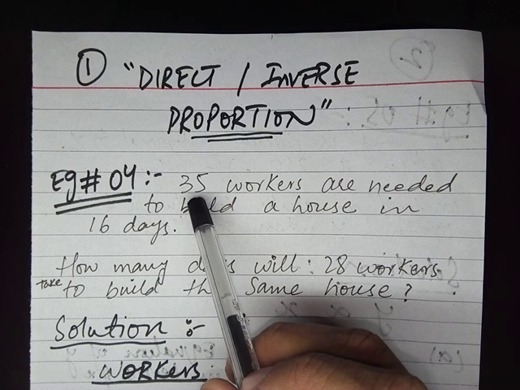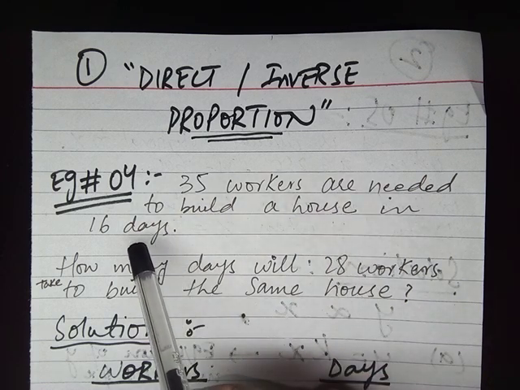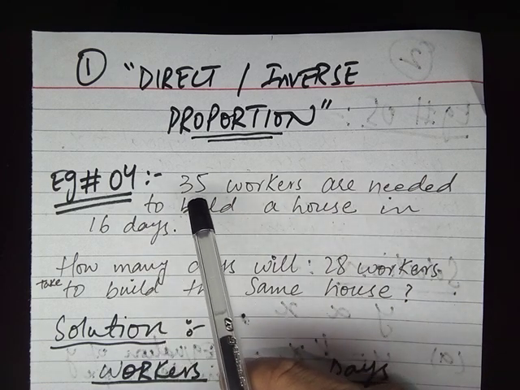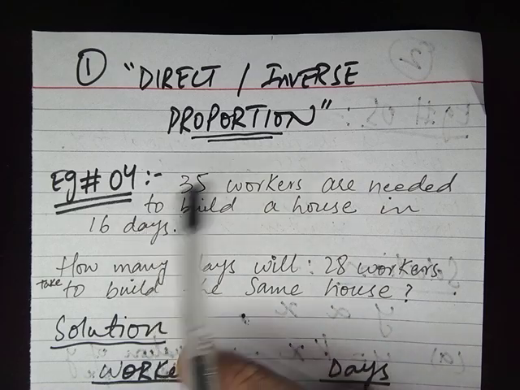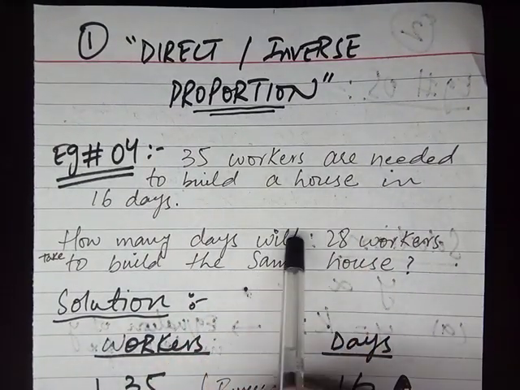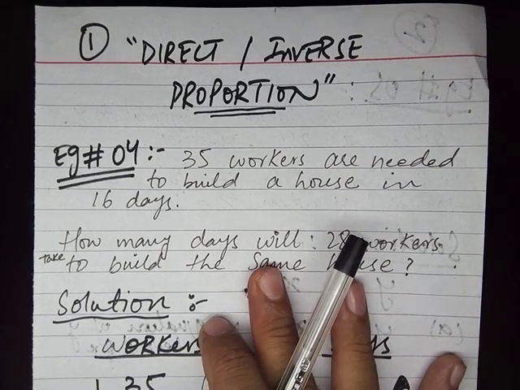And the question is: 35 workers are needed to build a house in 16 days. It means that if 35 workers can build a house in 16 days, then how many days will 28 workers take to build the same house, right?